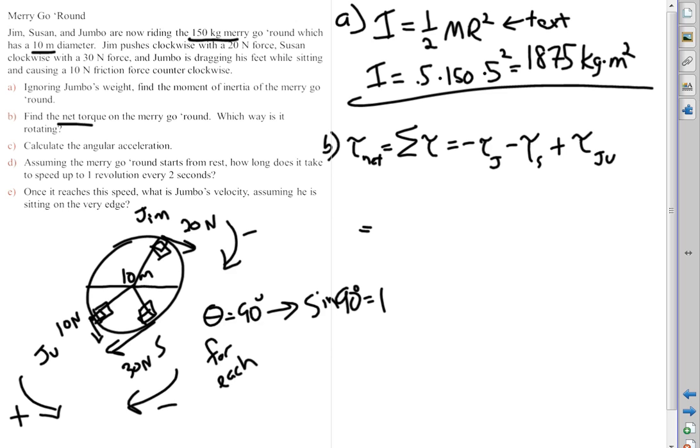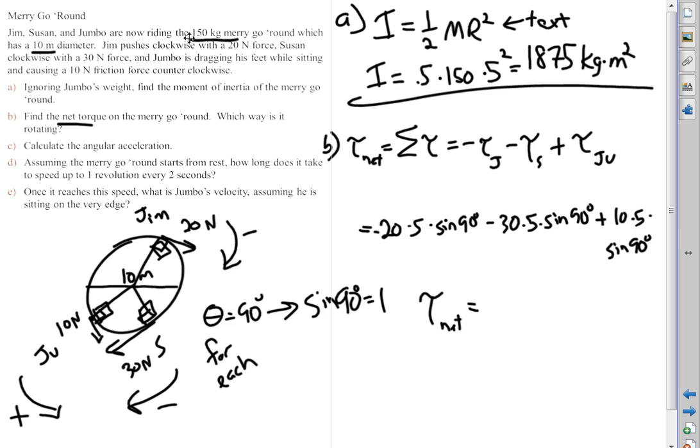So the negative torque due to Jim, negative the torque due to Susan. We're just identifying those as negative, just as a reminder here. So negative the force times the distance times the sine of theta. So 20 newtons at a distance of 5, because the diameter is 10, but the radius there is 5, times the sine of 90. For Susan, subtracting that there, 30 times 5 times sine of 90. Plus Jumbo, 10 times 5 times the sine of 90.